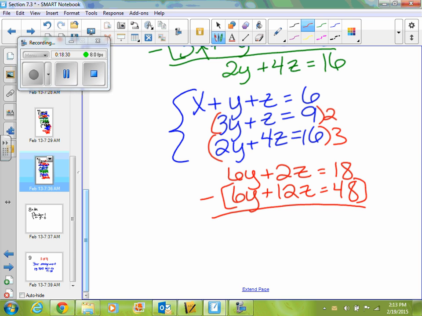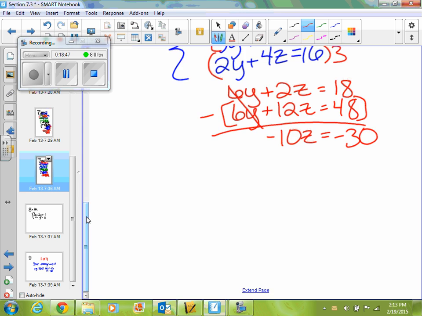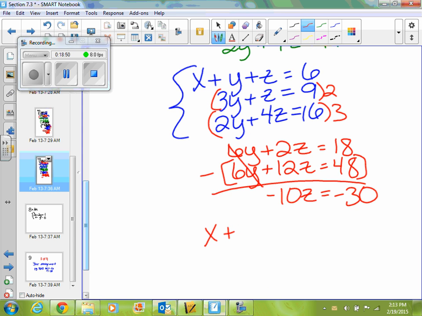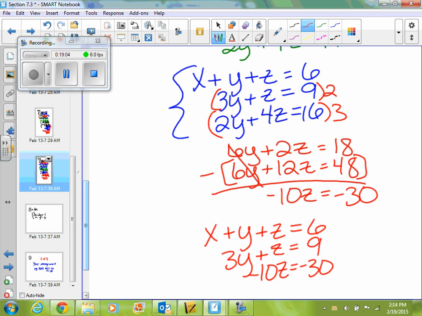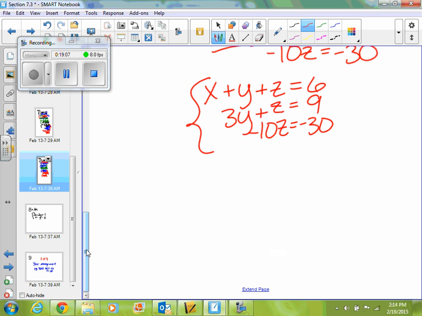And I'm going to subtract. So y minus y cancels. 2 minus 12 gives me negative 10z. 18 minus 48 gives me negative 30. Alright, so I'm left with the final system of x plus y plus z equals 6, 3y plus z equals 9, and negative 10z equals negative 30. Well, if negative 10z equals negative 30, what does z equal?